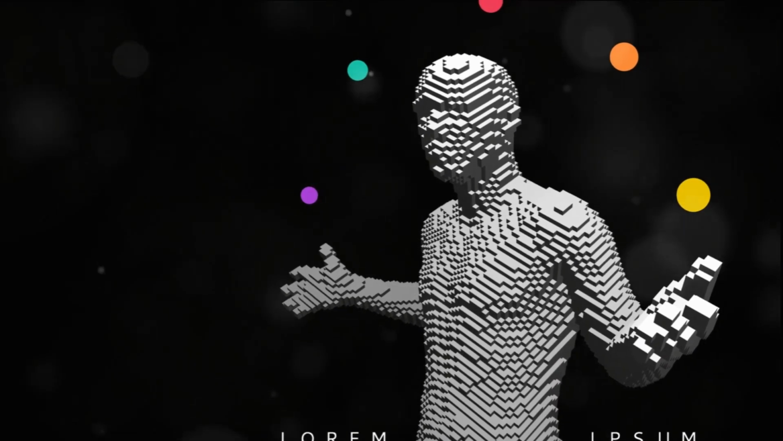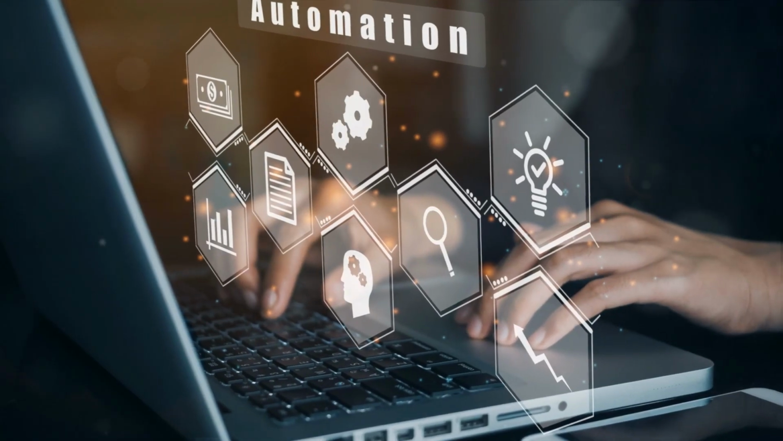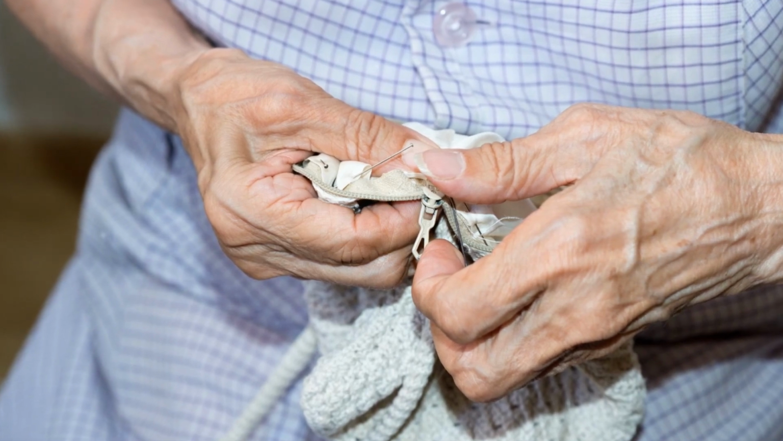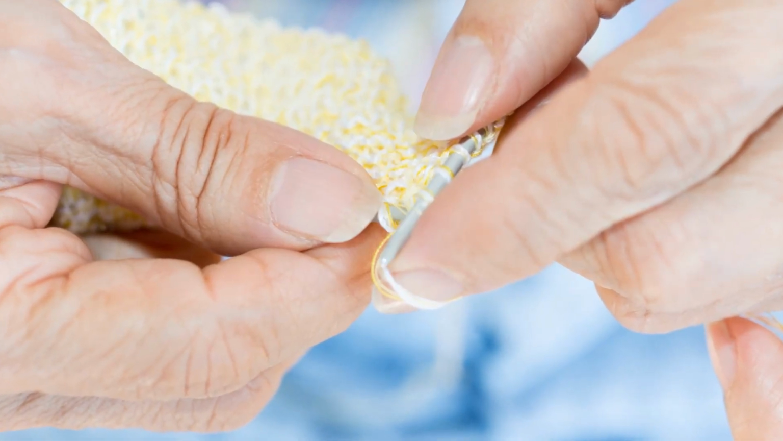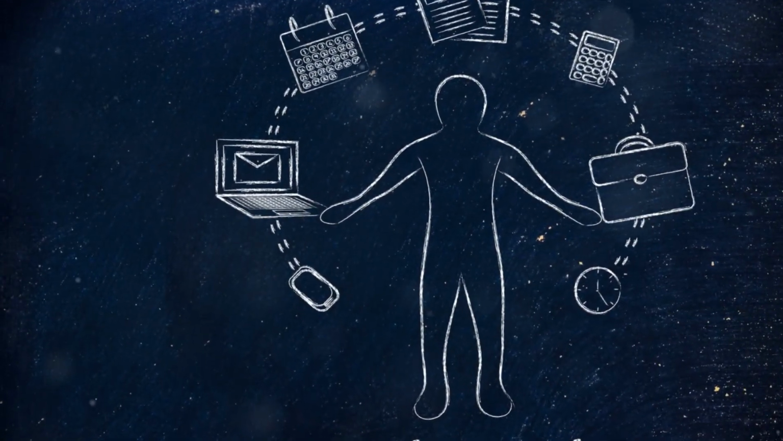So the next time you find yourself falling into the multitasking trap, remember these alternatives. They're not just about getting more work done, they're about working smarter, not harder. By embracing these alternatives, we can improve our productivity, work quality, and mental health. So, what have we learned about multitasking?